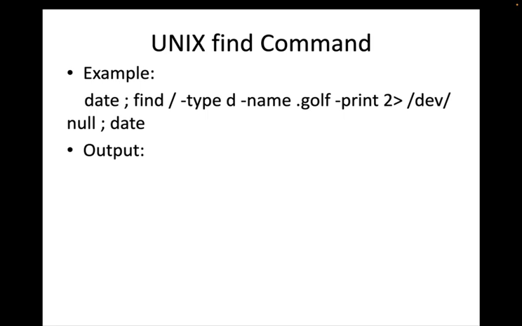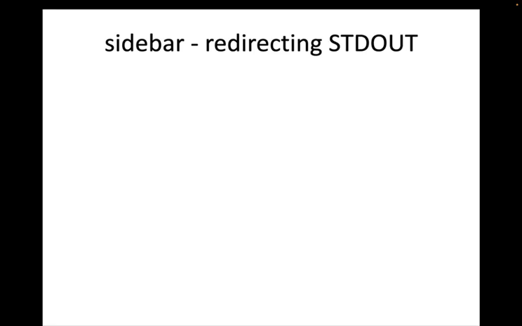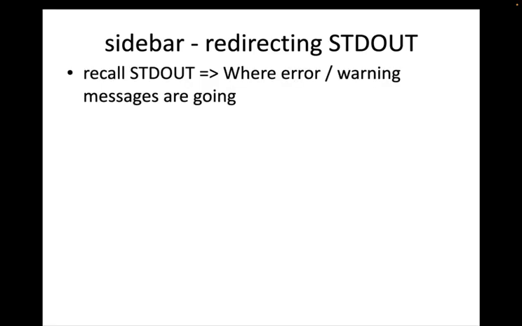So when I run this command, it took about 12 minutes to search my whole machine, and it actually did find a directory named .gof that was located in /tmp. So a couple of new things there. Now, I'm going to do a little sidebar about redirecting standard error.